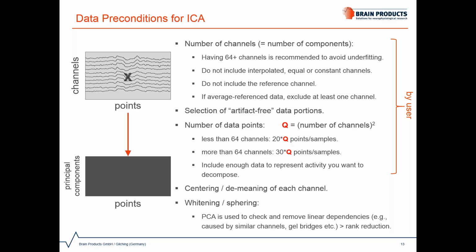Sphering is considered a prerequisite for ICA and reduces the dimensionality of the data by means of PCA to cope with linear dependencies. It is still recommended to avoid introducing linear dependencies as mentioned before, but consider the sphering as an additional security check in case there might be dependencies that you're not aware of, for example, from gel bridges.